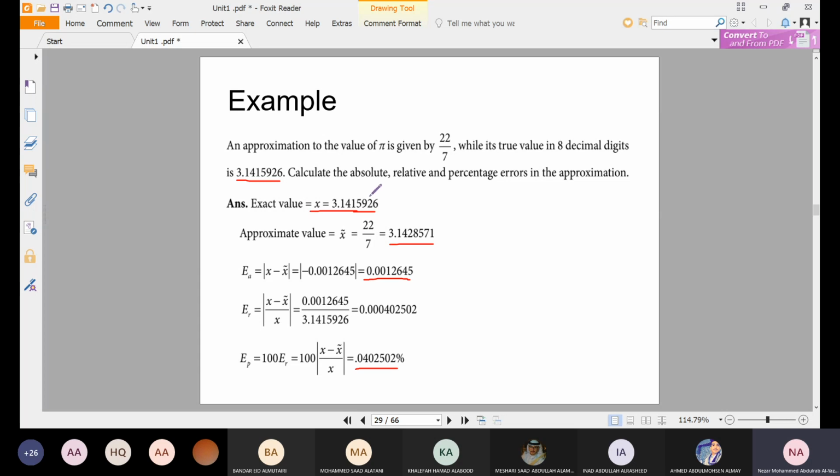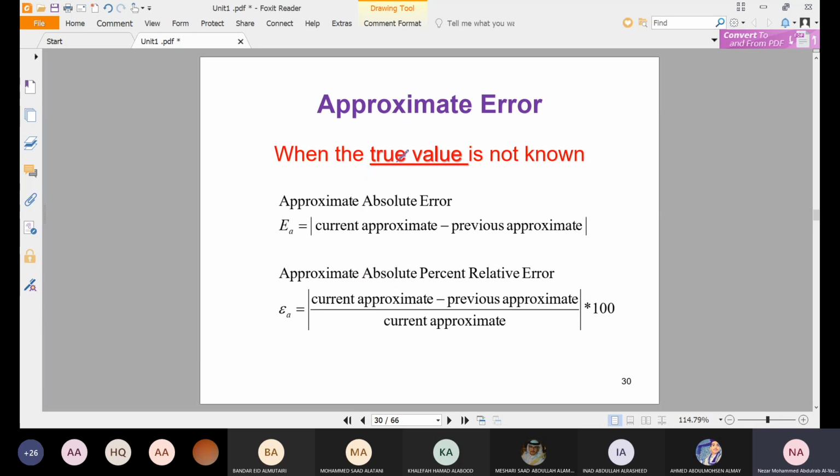So this true error, we use it only if we have the true value. But sometimes the true value is also not available for us, so we do only approximation. So to do this, if the true value is not known, in this case we need to use the approximate error. The approximate absolute error is equal to the current approximation minus the previous approximation, or the present approximation minus the last approximation.